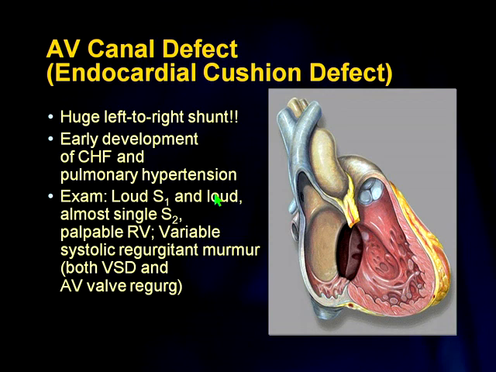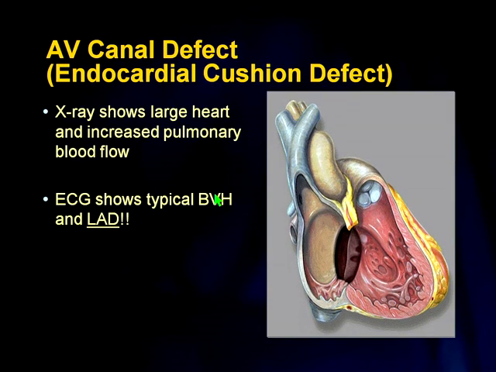So the exam: loud first sound and a loud, almost single second sound. Remember, pulmonary hypertension, correlation, loud, single, second sound. The right ventricle is palpable and booming right over here, okay? You might hear a murmur, you might not. You might hear a murmur of a valve leaking or a septal defect, but you might not. Very often, very quiet precordium from the murmur perspective. X-ray, big heart, increased flow.